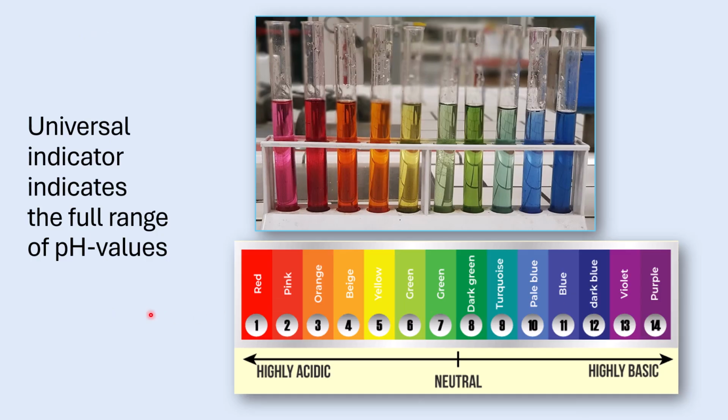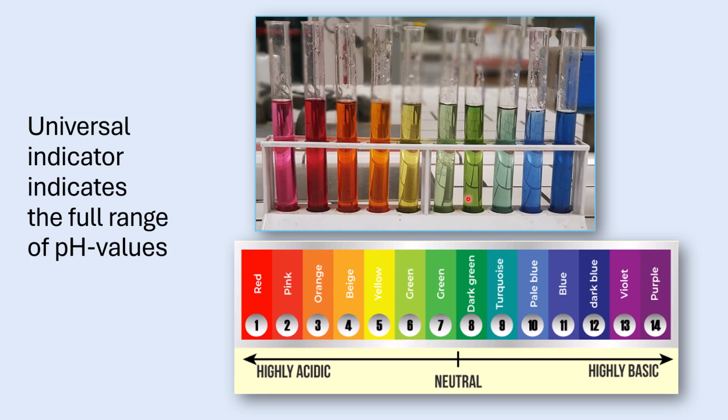Then for universal indicator, here you see a test tube rack with a few test tubes, and in each of the test tubes there's another solution, and the color of the universal indicator then indicates a specific pH. So if the color is pink or red, then you have a pH of 1 and 2. If you go more to the orange color, then you have a pH of 3. It indicates a pH of 3.